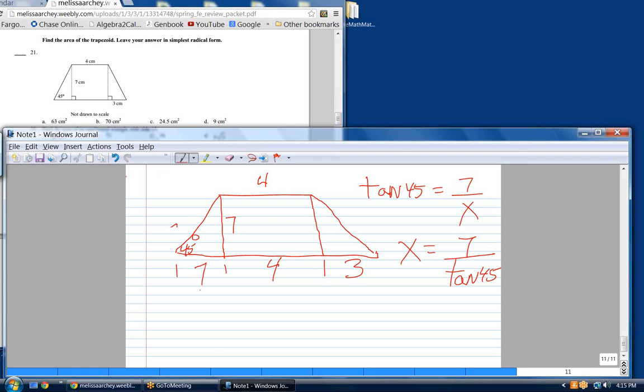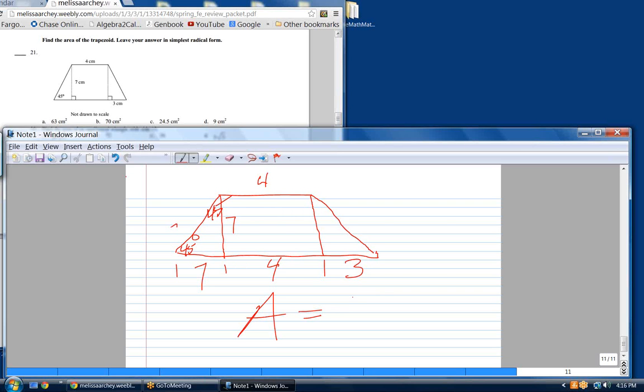Aha! The property of isosceles triangles is if you have two angles that are the same, the sides opposite them are also the same. So we didn't really need to rely on trig here. If we just remembered our geometry, we'd have known that if this is 7, this has to be 7. Now we have everything we need. So area is base 1 plus base 2 divided by 2 times the height.